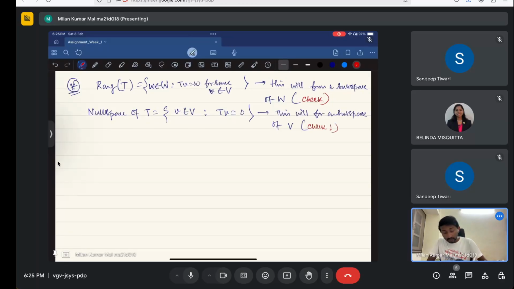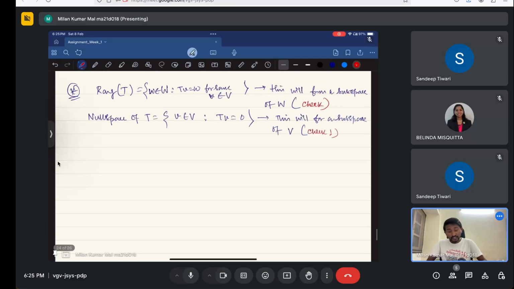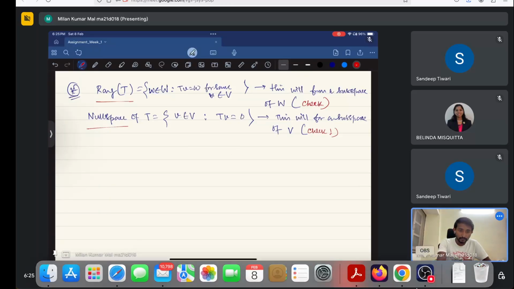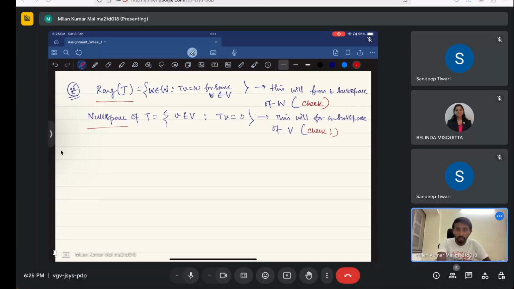Now we are considering that the range of T is a subspace and the null space of T is also a subspace. So there must be a dimension, because they are subspaces. If V is a finite dimensional vector space and W is also finite dimensional, then the range of T is a subspace of a finite dimensional vector space. So the range of T should have a dimension, because the range of T itself is a vector space. Similarly, the null space is also a subspace of V, so there would also be a dimension. Now the question is, what is the dimension of those subspaces?